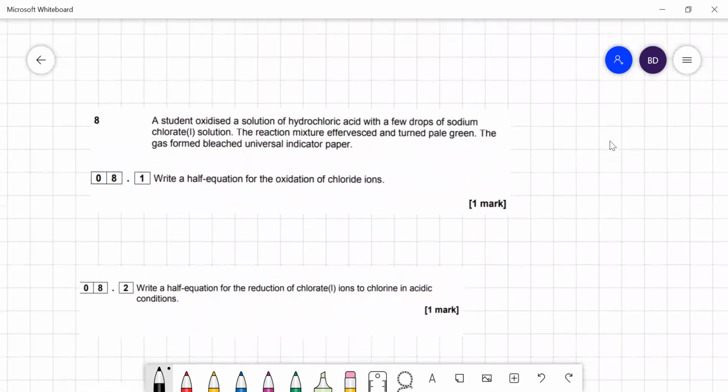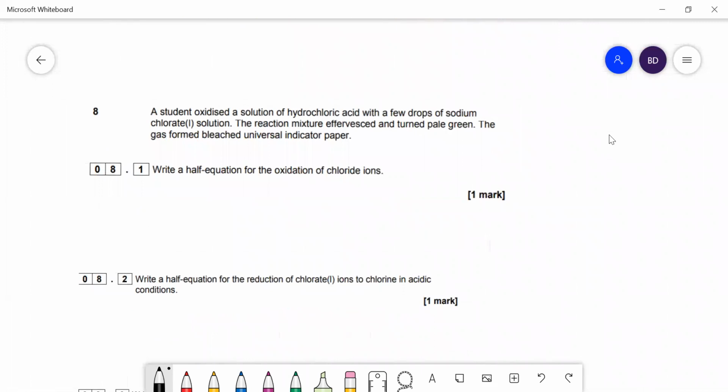Right, about redox and the halogens. A student oxidizes a solution of hydrochloric acid with a few drops of sodium chlorate 1 solution. The reaction mixture effervesced and turned pale green. The gas formed bleached universal indicator paper. Write a half equation for the oxidation of the chloride ions.